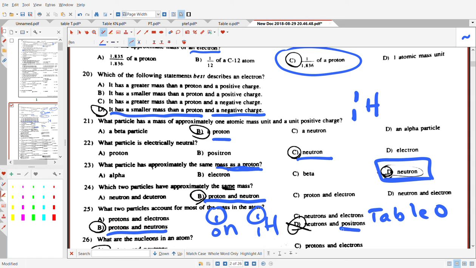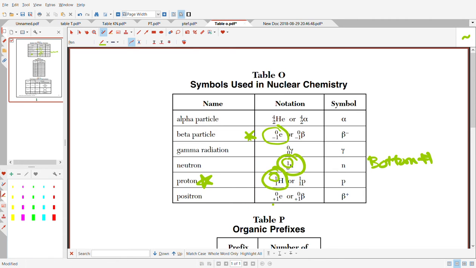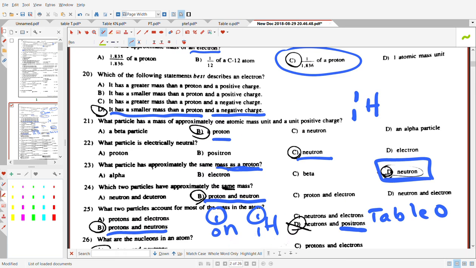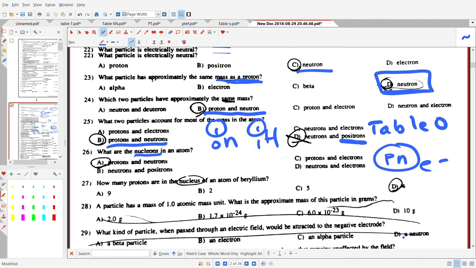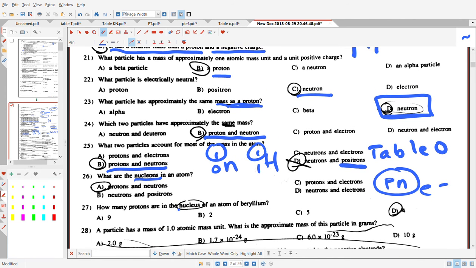And notice this says positrons to trick us. On Table O, a positron has a mass of 0 and a charge of +1. So you have to make sure you read carefully. What are the nucleons? Nucleons are what's inside the nucleus, and inside the nucleus are protons and neutrons, and electrons are outside in orbitals.